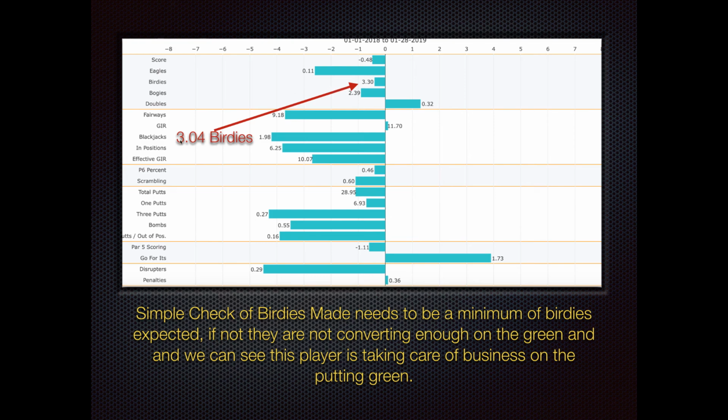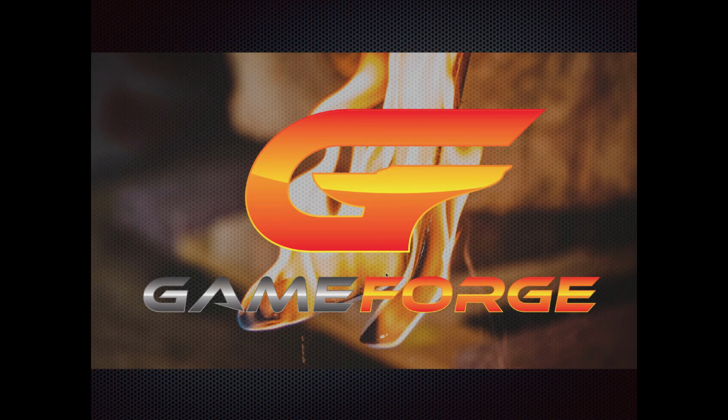If for some reason, let's say they were averaging 2.04 birdies, and we would project 3 birdies, that would mean they're leaving a birdie on the golf course via not converting. So basically, between their blackjacks and their in positions, they're leaving an entire birdie sitting on the golf course. So you can see quickly by understanding these numbers, you can project birdies, and you can really get a good sense, did they do what they were supposed to do today? So that's kind of us in a nutshell for understanding ball striking.